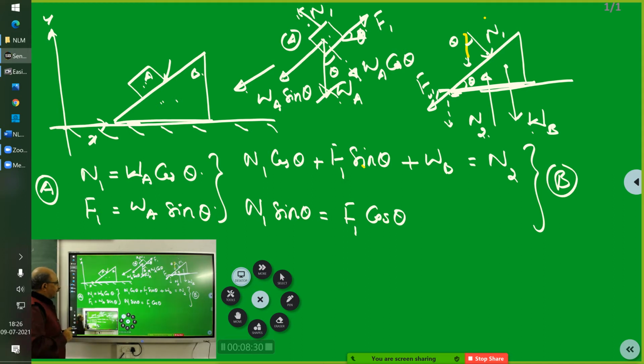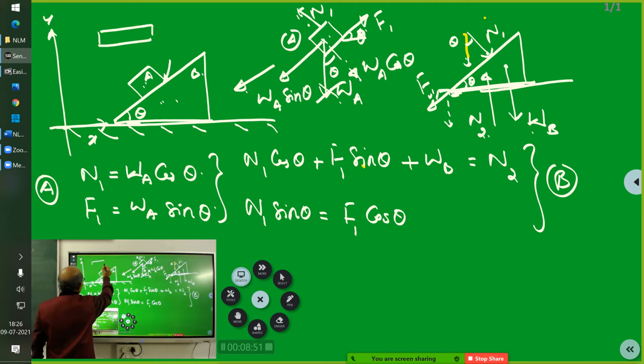Now, I have a habit. Whenever I write equations like this, I verify whether my equations are right. So, what is the verification? Supposing this angle theta is 0. That is, the wedge is flat. That means now what you will have? You will have one body, that is B, and then you will have A sitting on top.